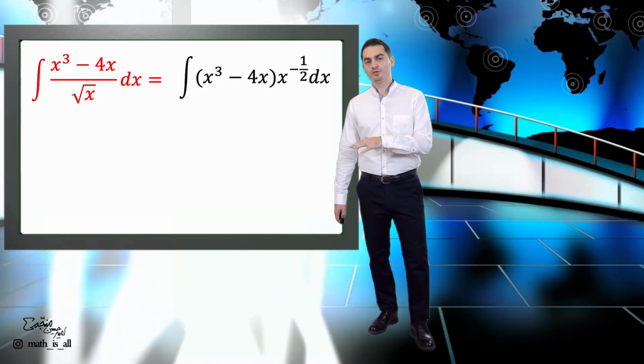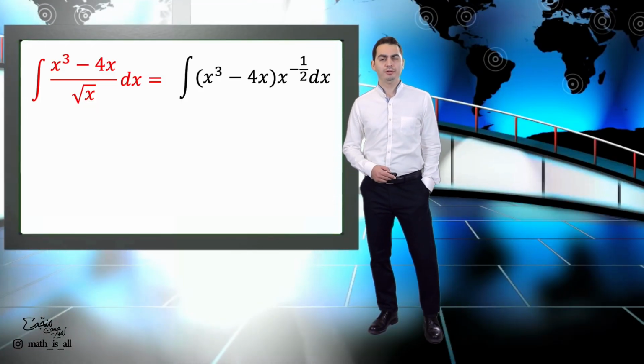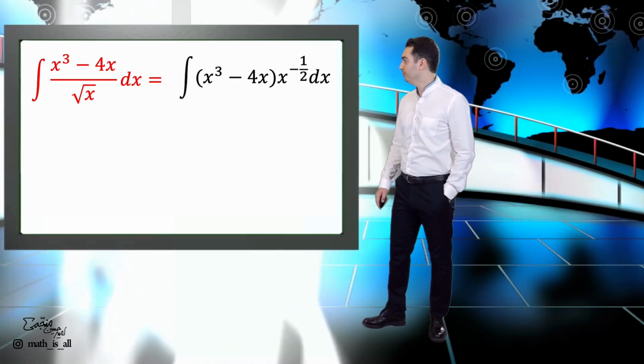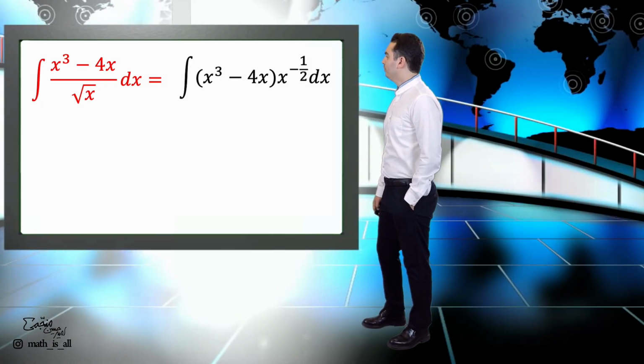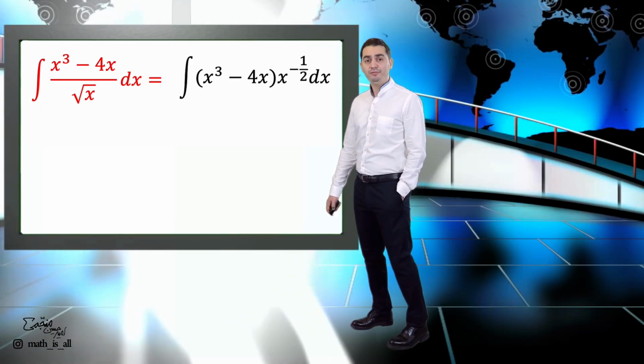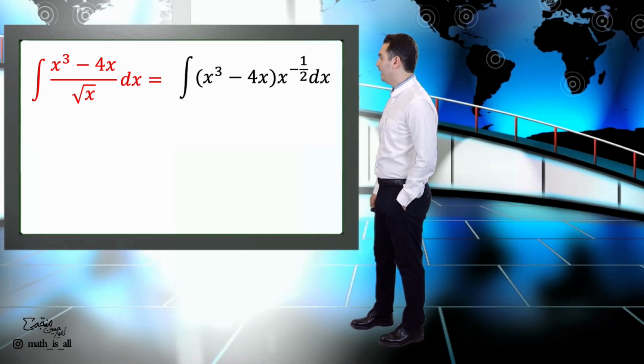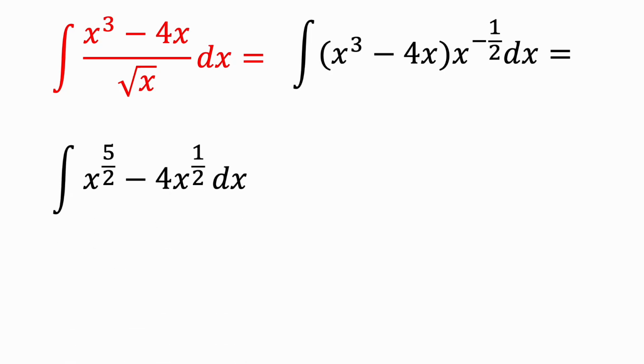Well, I hope you were able to solve it on your own. If not, that is perfectly fine. These are just our initial examples. Soon you will handle them with ease. So we write x to the power of negative 1/2 and distribute it into the parentheses. Since the bases are the same, we simply add the exponents. So the expression becomes x to the power of 5/2 minus 4 times x to the power of 1/2.